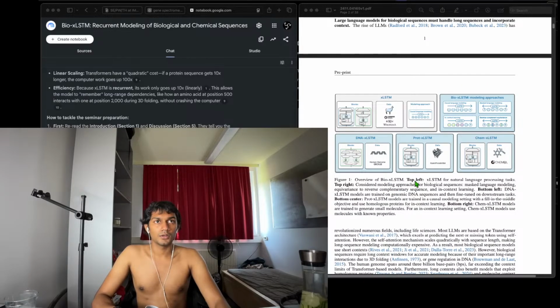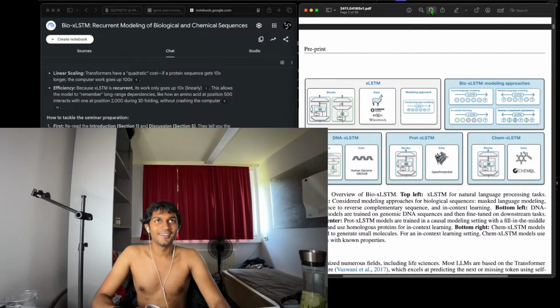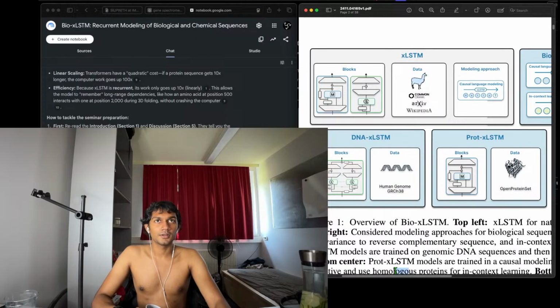Overview of top left. Oh, BioXLSTM is the top left one. So what do you do? Let's look at some images.